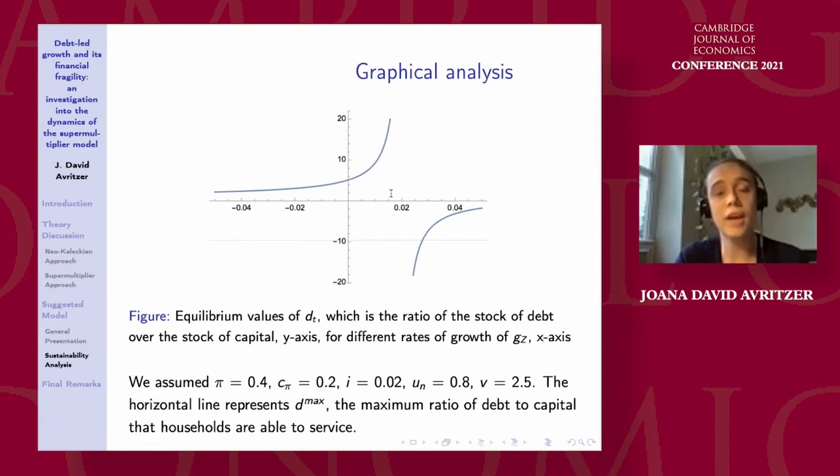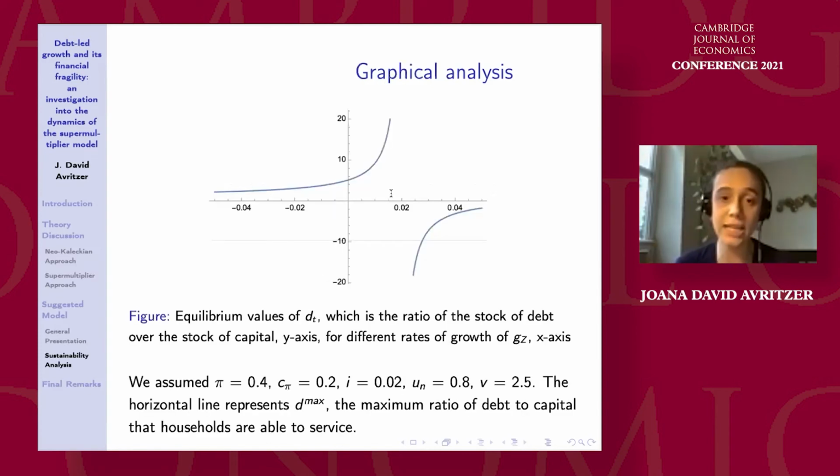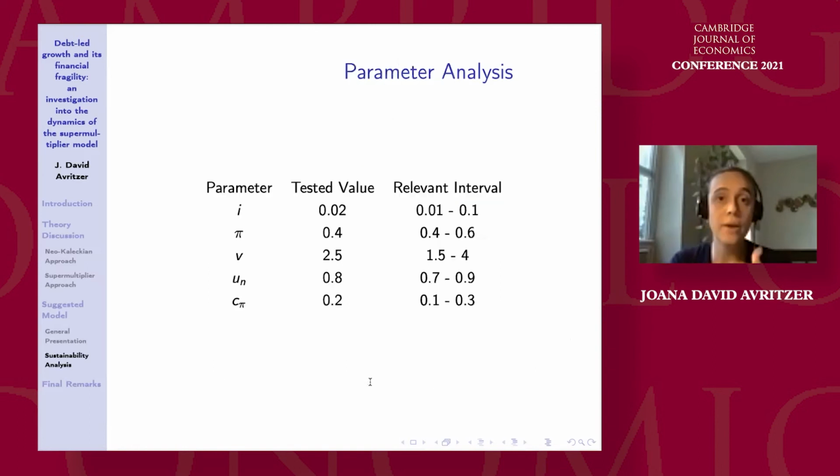And then the final question that we ask: in order for us to do this analysis, we need to assume a set of variables, for pi, the profit share, for CPI, the consumption of rentiers, for the interest rate, for the normal rate of capacity utilization, or for the capital-output ratio. And what we want to ask ourselves is, is this dynamics that we are observing real, or just because of the values of the parameters that we are assuming? And we'll see that it actually doesn't change much.